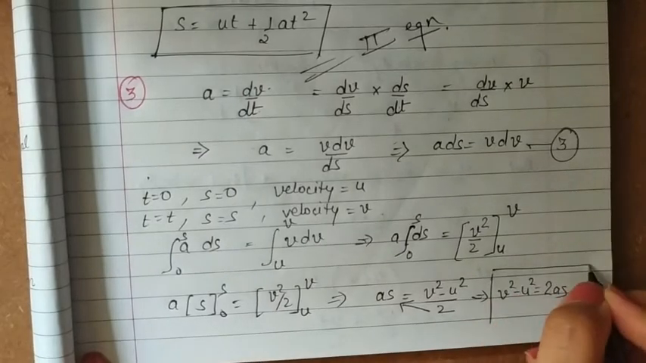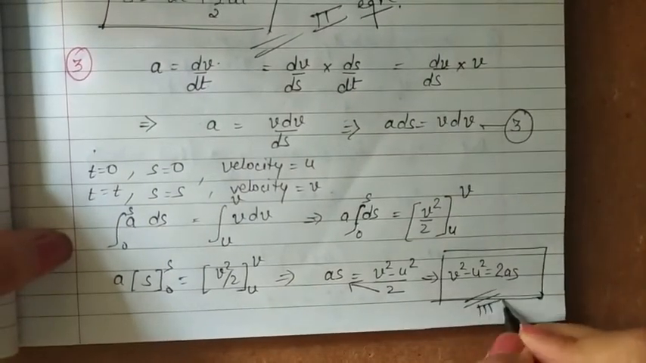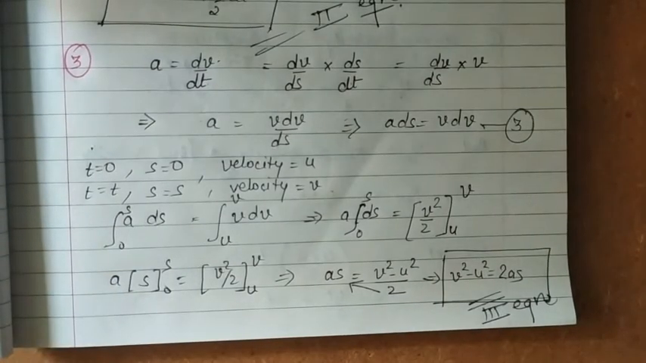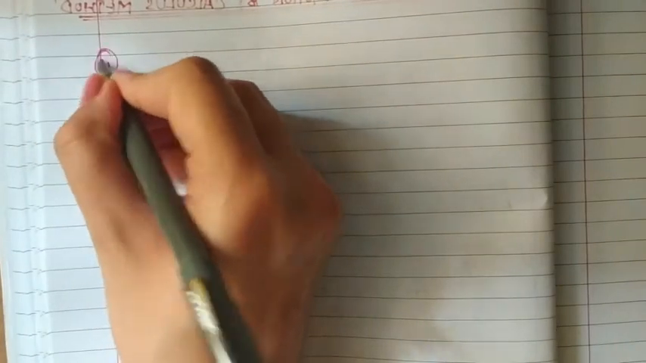So this is the required third equation of motion. V square minus u square is equal to 2as. Now after third equation of motion, let's move to the fourth one. For solving fourth equation of motion, the process is same as of the second equation of motion. The only difference is in the limits. So we are going to start with velocity again.